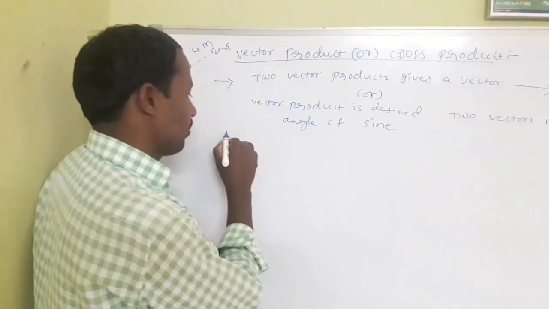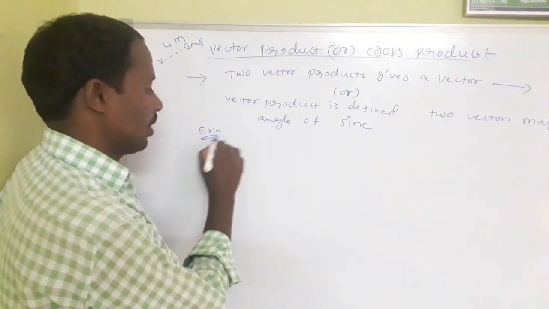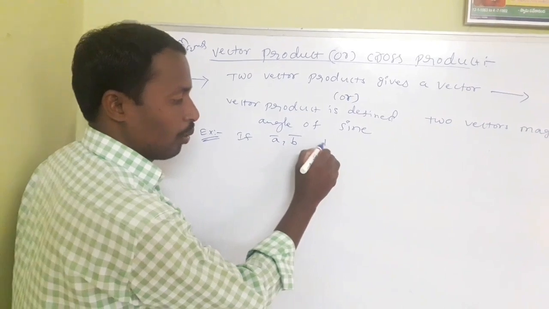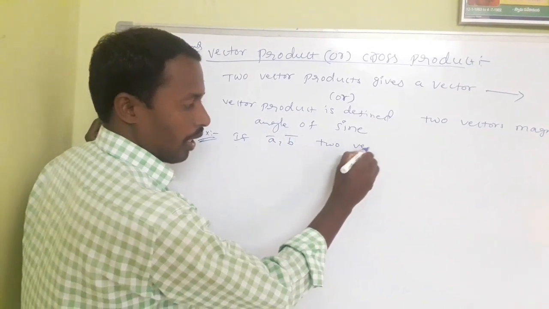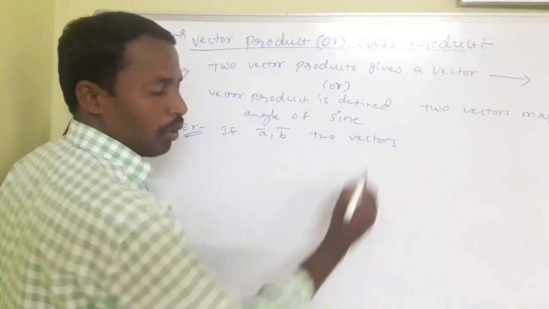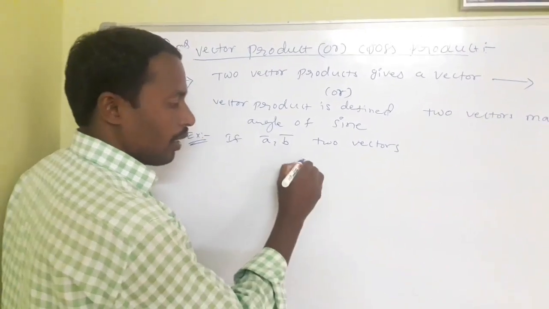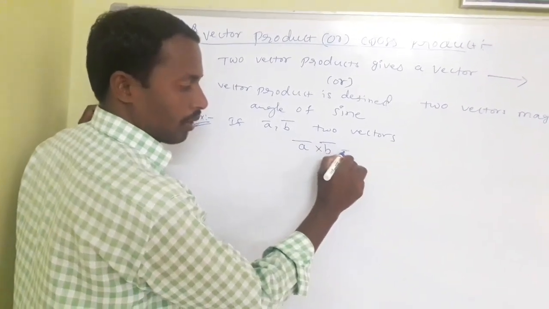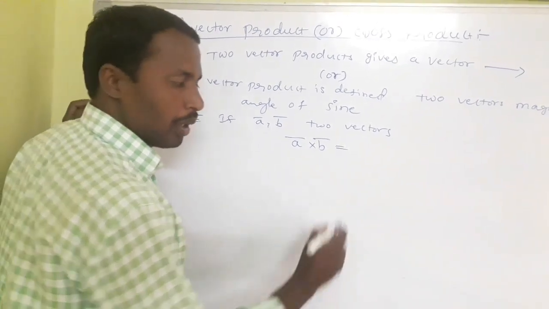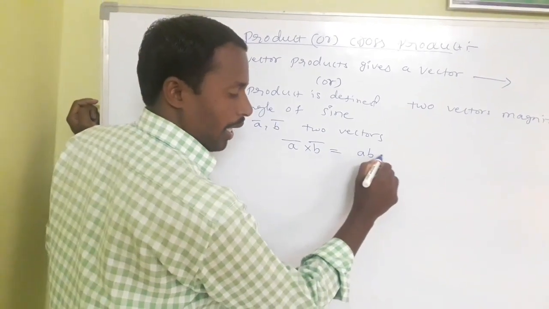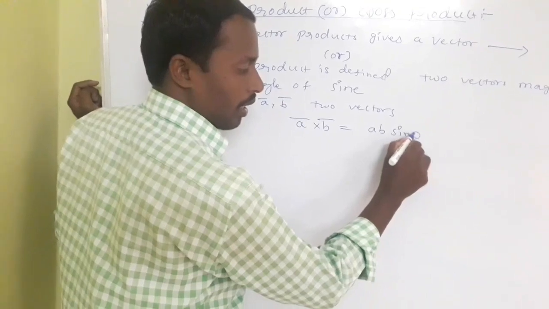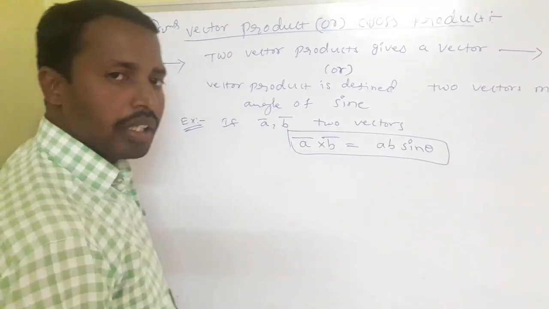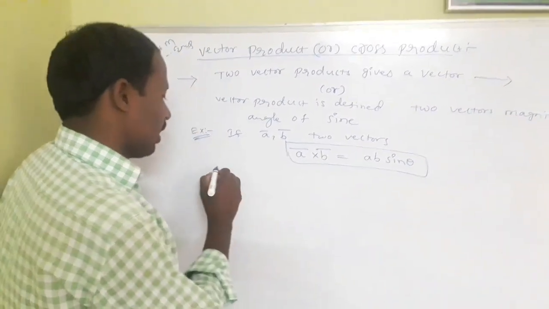For example, if a bar, b bar are two vectors, then the vector product a bar cross b bar is equal to ab sin theta. It is a vector product or cross product. Next, properties.